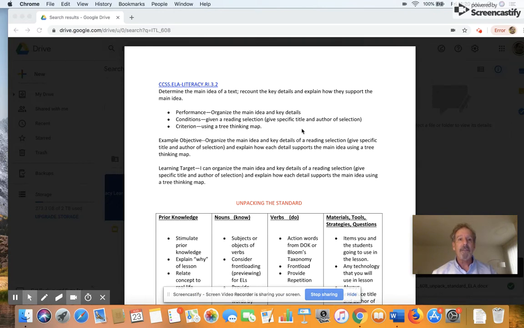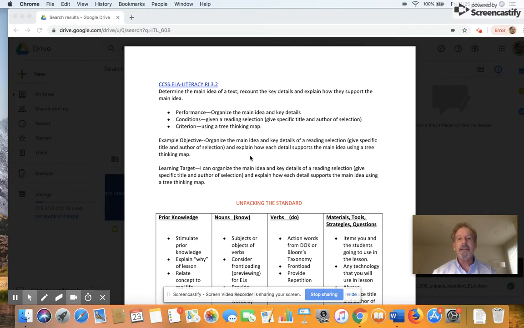The next part of the objective is the conditions. The condition is given the reading selection. And you should always give the specific title and author of selections in your learning maps so a substitute can follow them, or another teacher that you're teaming with can follow what your curriculum is. And then finally, there's the criterion, using a tree thinking map. A tree thinking map is a map with different lines on it, and it branches out and it looks like a tree.